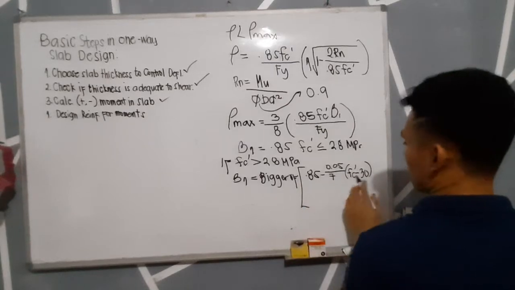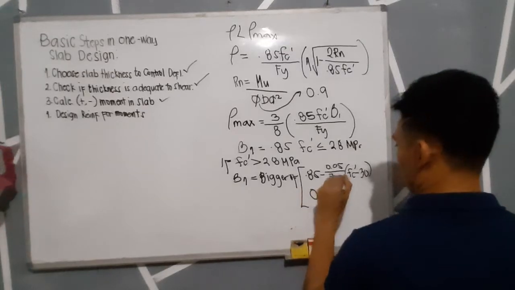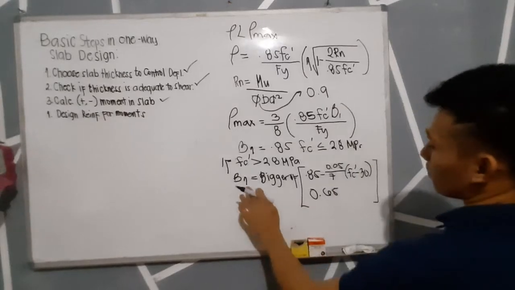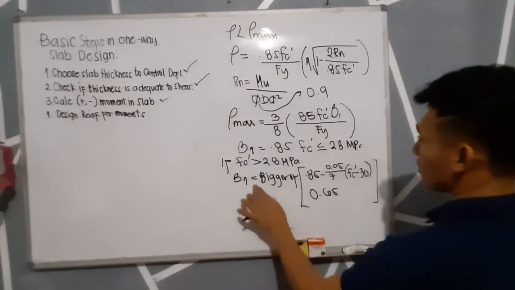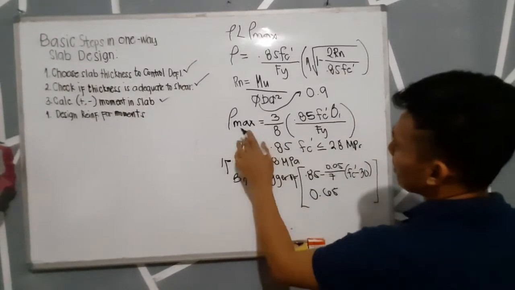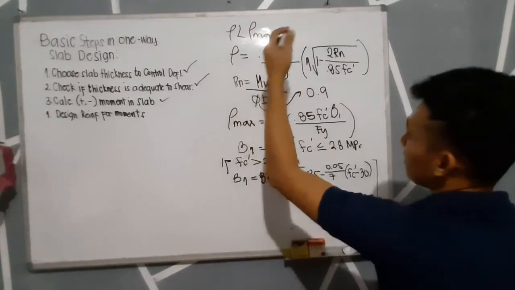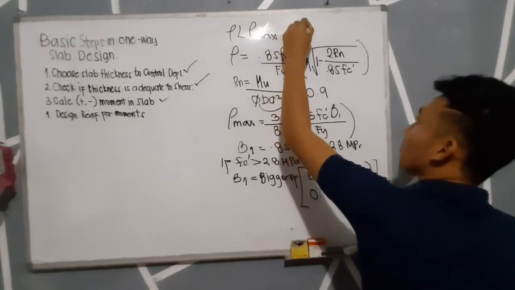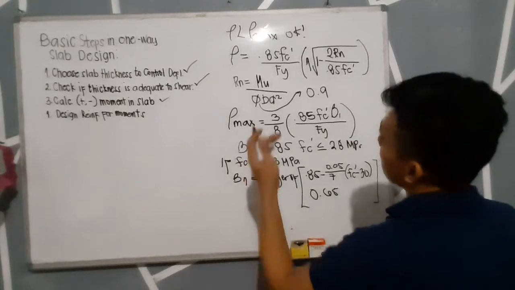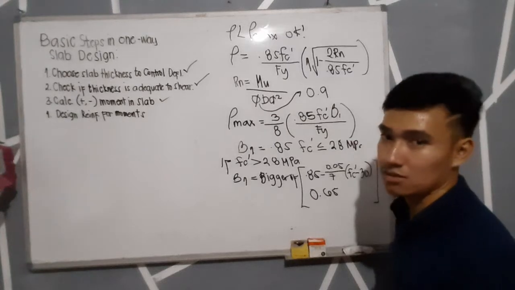Bigger value, we solve that too, then n is 0.65. That is the solving or conditions to get our beta prime. So, after getting the rho max, we compare it. If rho is less than rho max, then it is okay, the design is fine, and we proceed to another step. If rho is greater than rho max, we need to redesign.